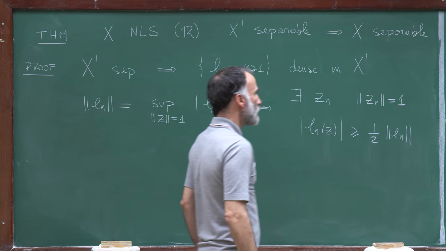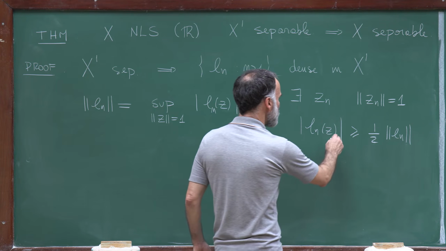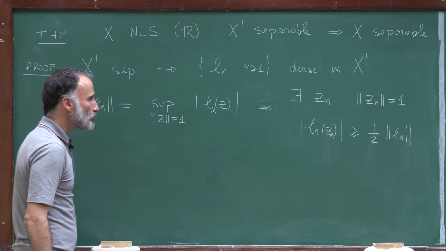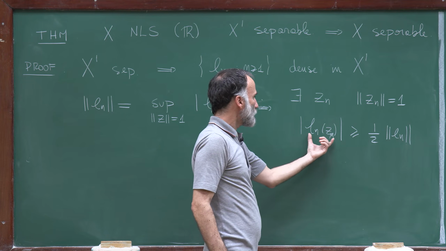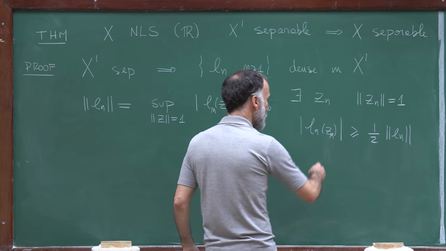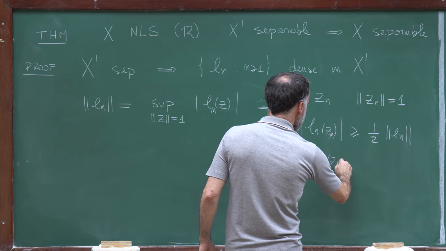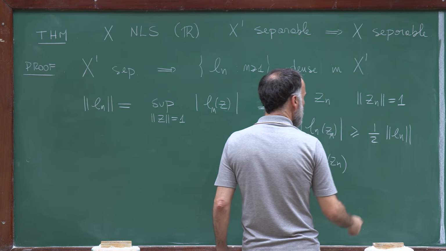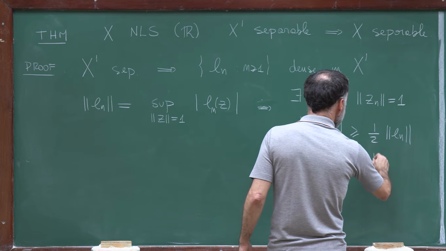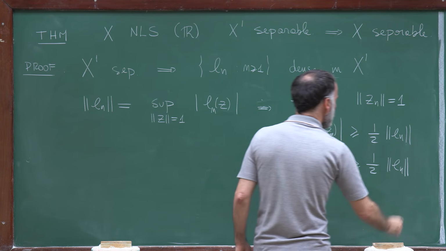And the fact that it's 1/2 doesn't play any role. We could have taken here any number smaller than 1. And either this is positive or negative. So by changing zn by plus or minus 1, by a minus 1, eventually we get a point zn which has norm equal to 1, and such that Ln of zn is larger or equal than 1/2 of the norm of Ln.